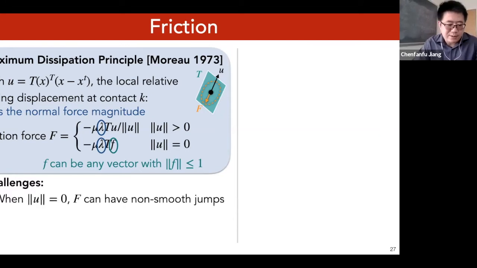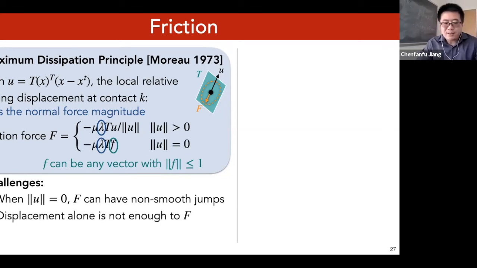From this little f, we can clearly see some challenges already. First, in the transition between the two modes, sliding and sticking, there will be a non-smooth jump in both the magnitude and the direction of the force. So the jumps are possible. And secondly, because of the sticking modes, the friction force is not really uniquely defined by displacements anymore until stationarity.